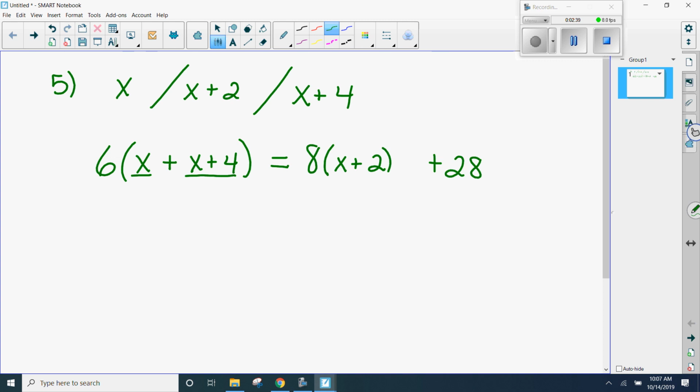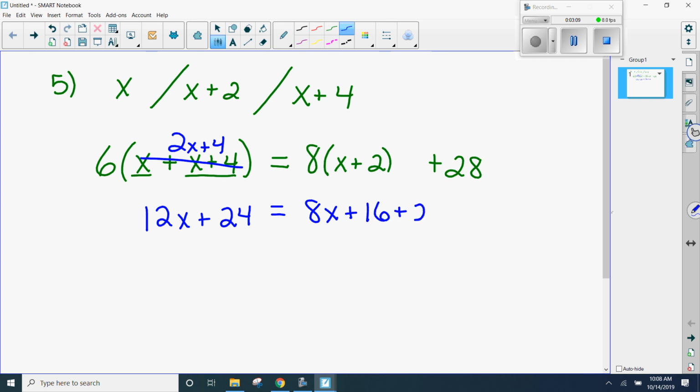From there, then you just need to calculate. So this becomes 2x plus 4. Use the distributive property and you're going to get 12x plus 24. Is everybody okay with me doing that? Yes. Okay. Or you could say 6x plus 24. I don't care. The next one, you're going to get 8x plus 16. Don't forget to use that distributive property.